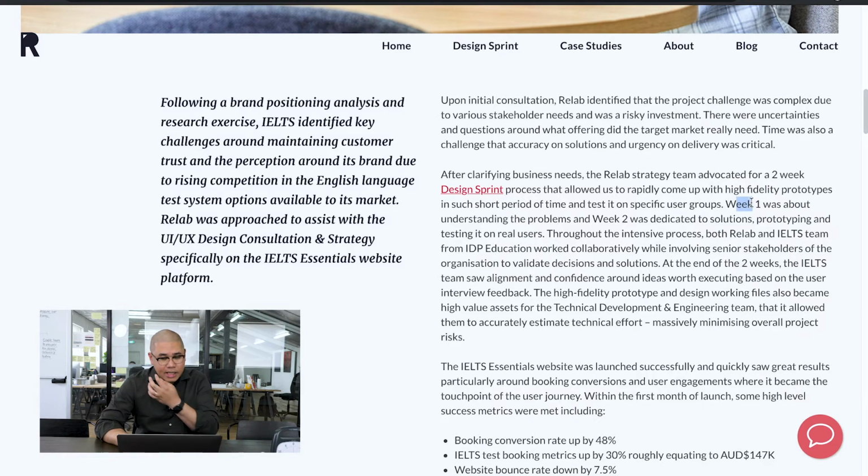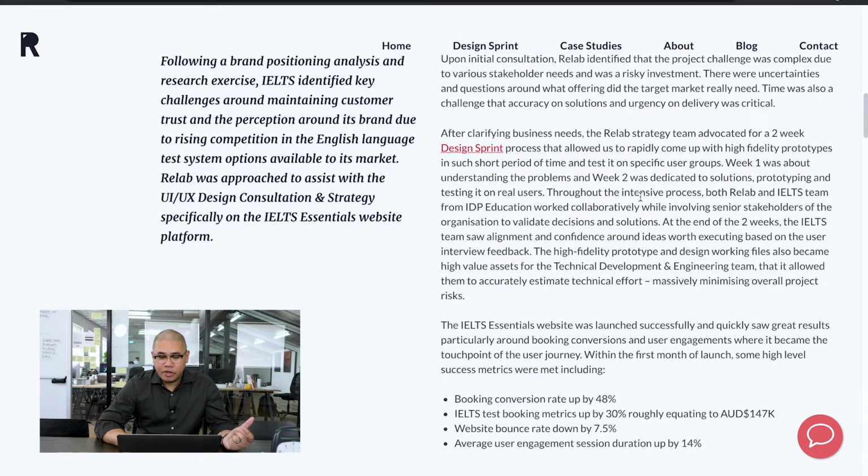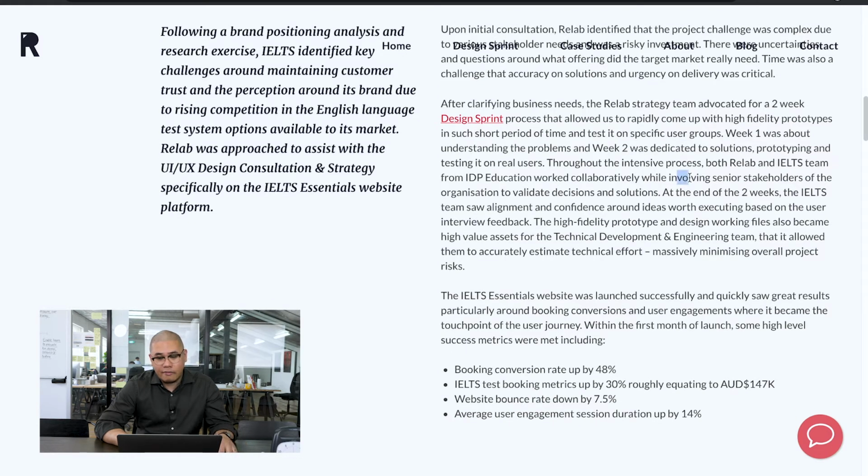And then we just summarized what the 2-week was. Week 1 was about understanding the problems. Week 2 was dedicated to solutions, prototyping, and testing it on real users. I'm trying to be very concise in the explanation here. Throughout the intensive process, both Relab and IELTS team members from IDP Education worked collaboratively while involving senior stakeholders of the organization to validate decisions and solutions.